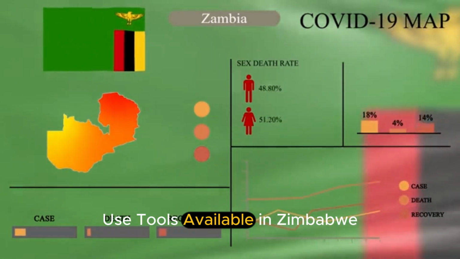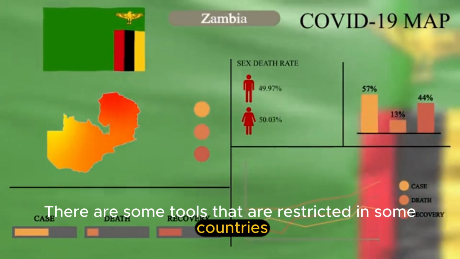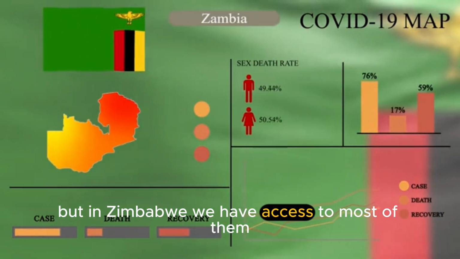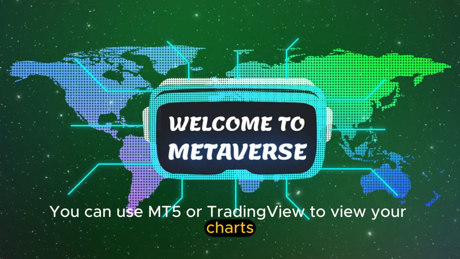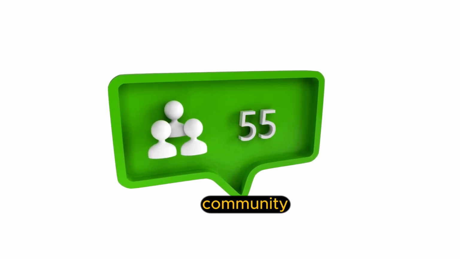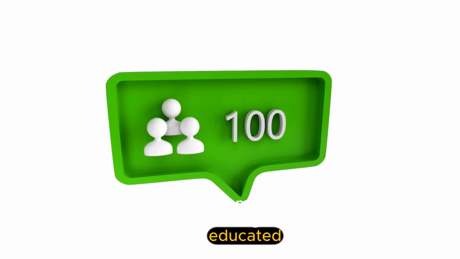8. Use tools available in Zimbabwe. There are some tools that are restricted in some countries, but in Zimbabwe we have access to most of them. You can use MT5 or TradingView to view your charts. You can join a Forex community on Telegram or WhatsApp where you can get support and also get educated.